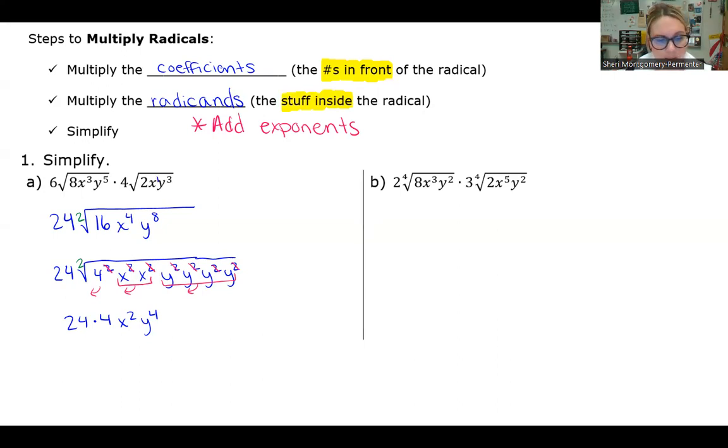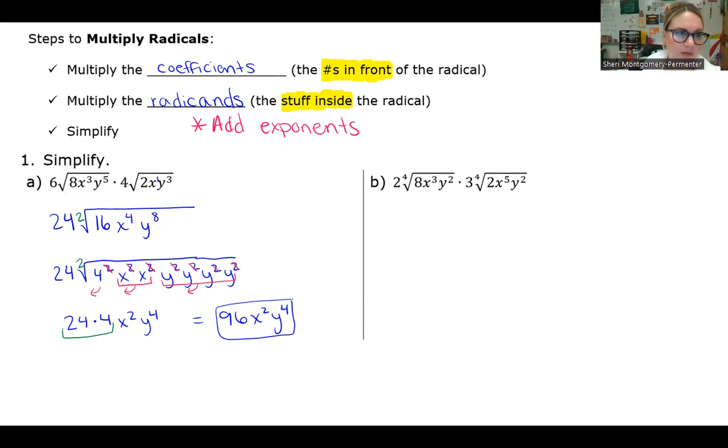Now all I have to do is multiply 24 times 4. Not y squared, y to the 4th. Not every time that you work these problems does the radical go away. It just so happens in this problem it did. The next problem, we're going to do the same way.